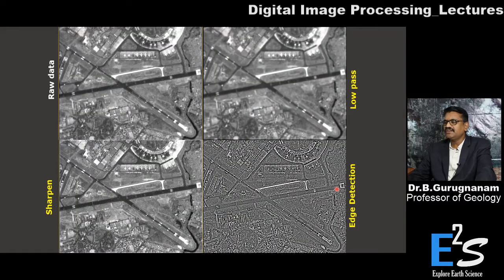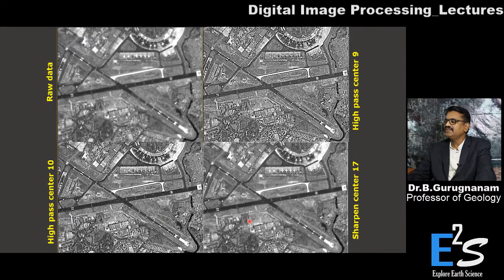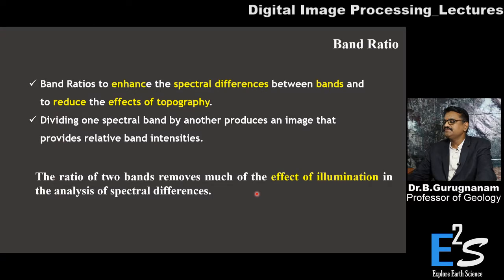This is high pass filter. Only high frequency values will be increased. This is low pass filter. This is sharpening. This is edges. Only the edges are highlighted. This is the raw image, high pass center 9 by 9, high pass center 10 by 10 and 70. Sharpen image.